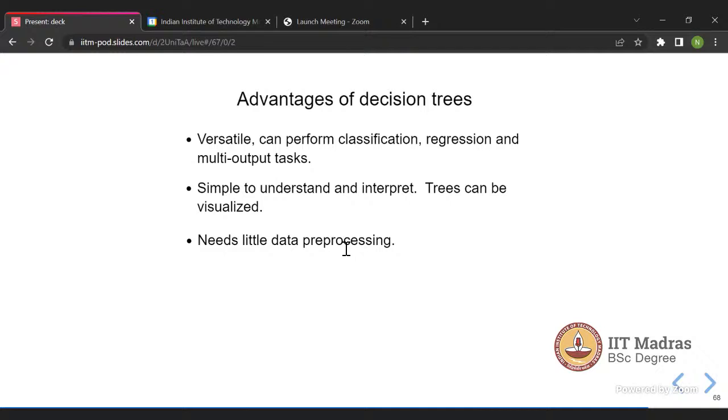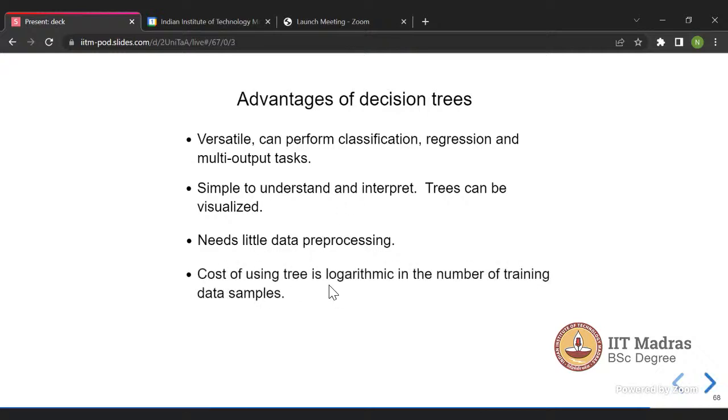We need not take care of the missing values. We need not add any dummy features as well. So we need very little data preprocessing in the case of decision trees. And the cost of the decision tree is logarithmic in the number of training data, because it keeps on splitting each and every node into two parts, or more than two parts.